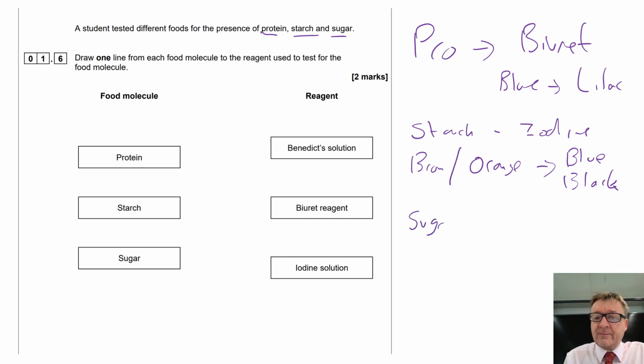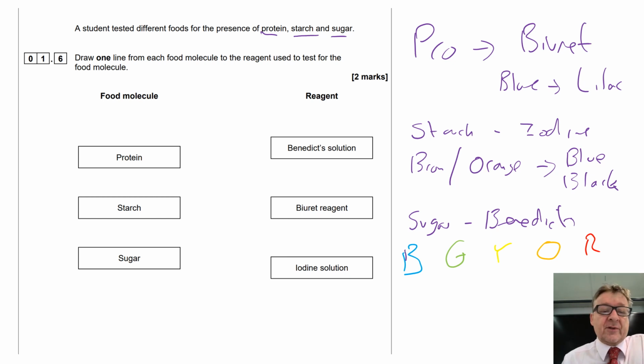And sugar is the Benedict's test. I like the Benedict's test because it goes blue, but then I can never remember the order, so I'm going to put red over here. I know it starts at blue and then it goes green, yellow, orange, red, colours of the rainbow backwards. Anyway, that's beside the point.